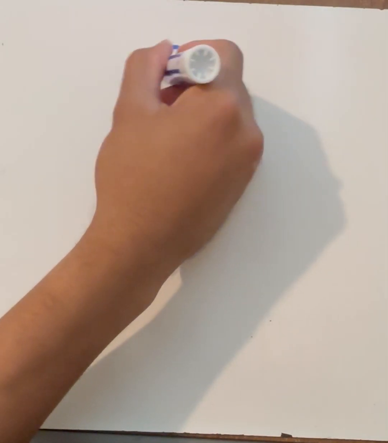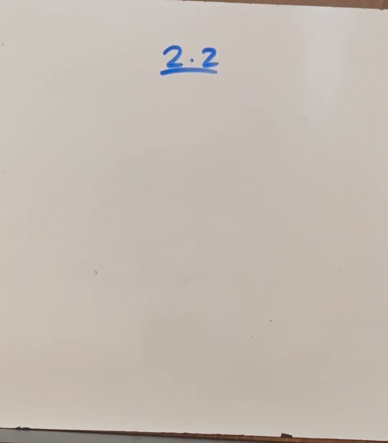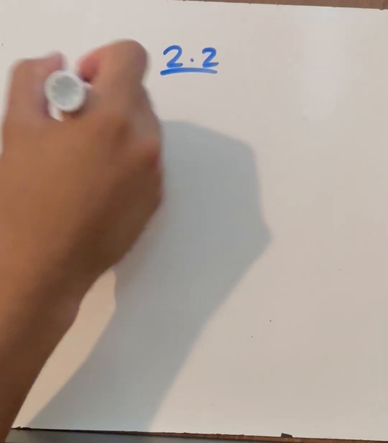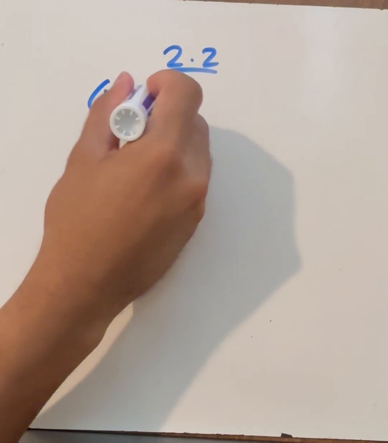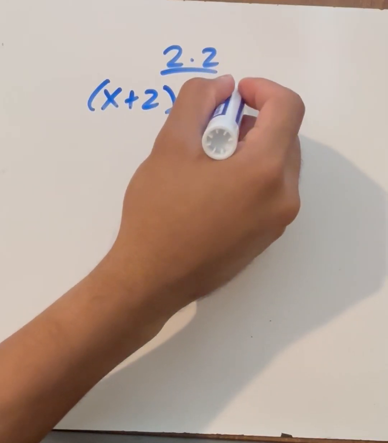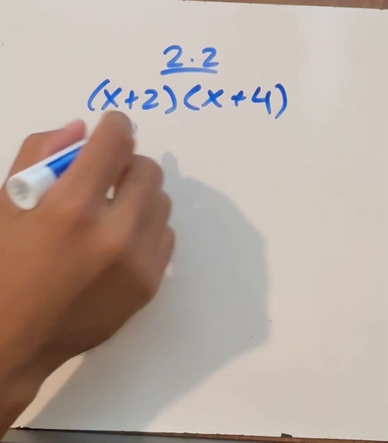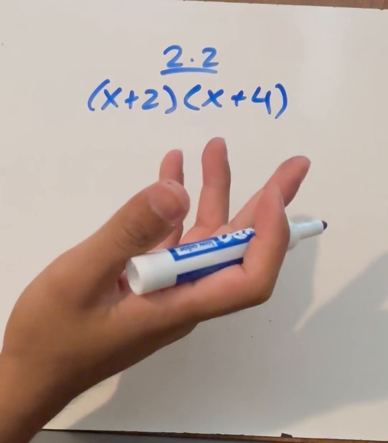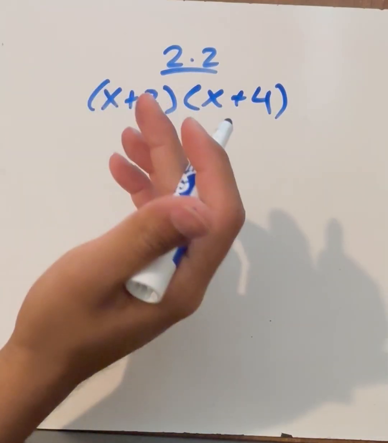All right, let's go and take a look at lesson 2.2. 2.2 is all about multiplying polynomials. If a question looks like this and it's asking us to multiply these two polynomials, both of which only have two terms, how would we do this? There are several different ways to do this. Let's go in order of the ways that we can look at it.